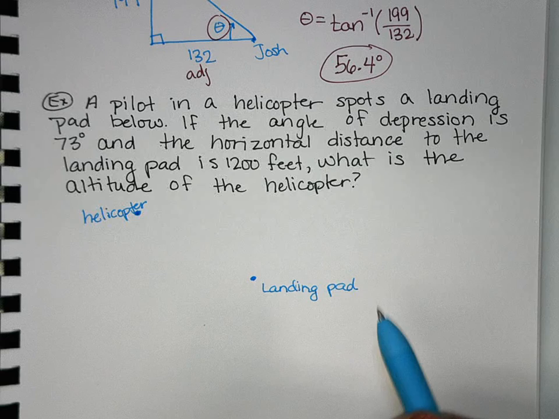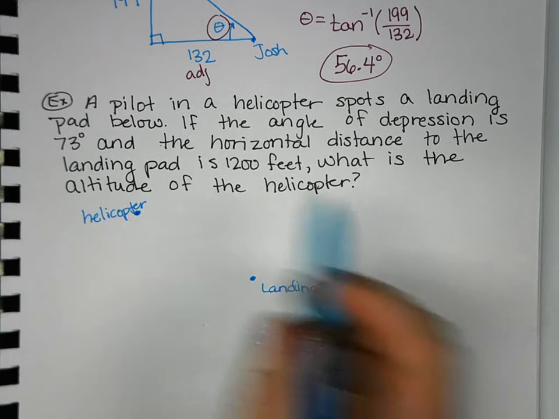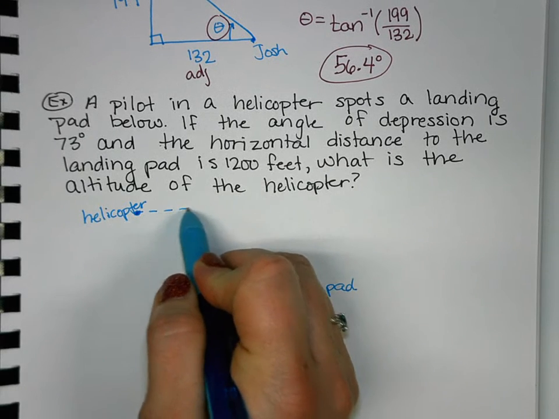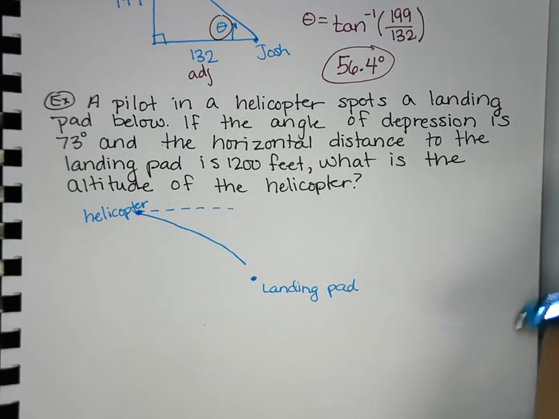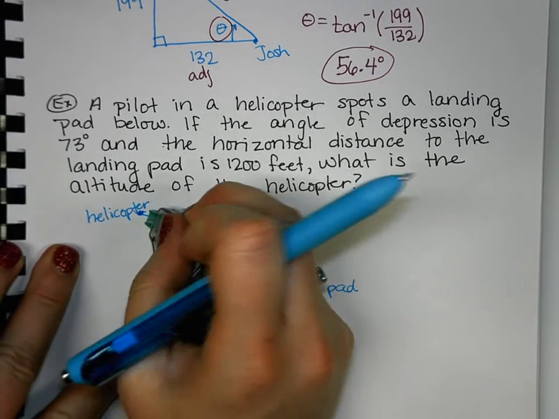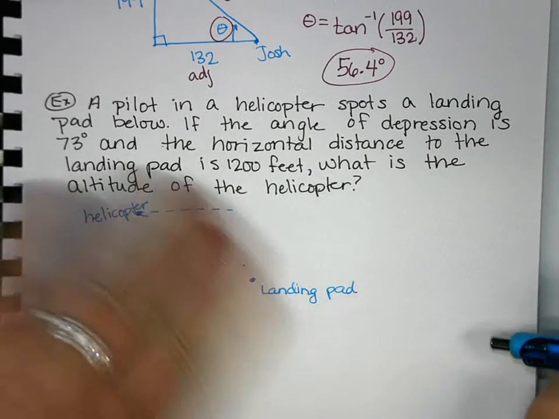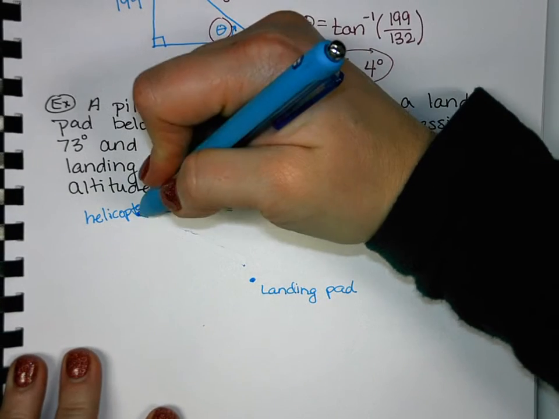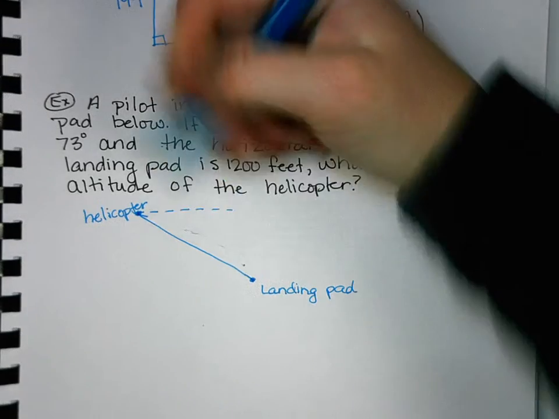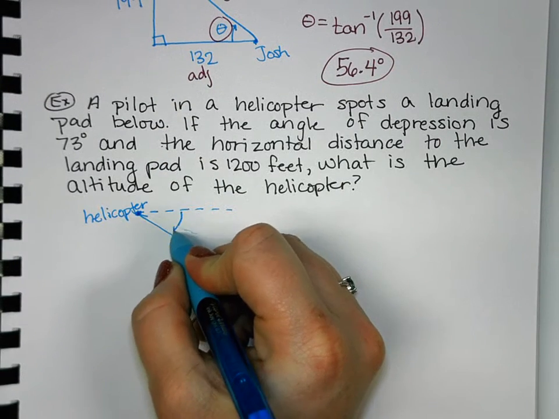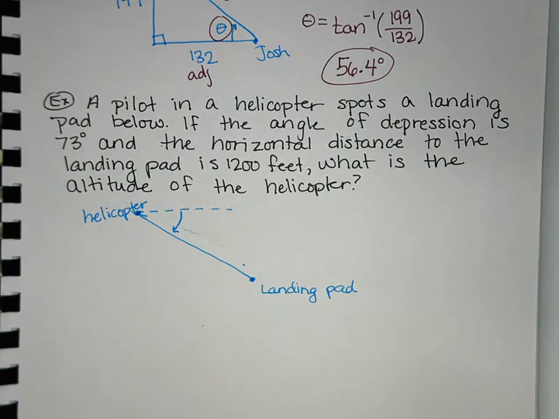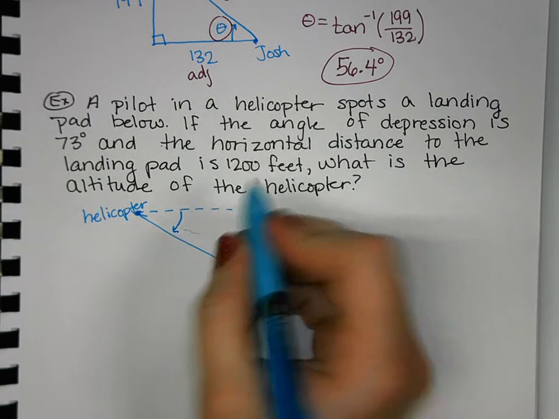The angle of depression, so if the helicopter was looking straight ahead, whoops, I totally drew that way off. Let's fix that. Okay, so instead of looking straight up, in order to see the landing pad, they had to go an angle of depression of 73 degrees.